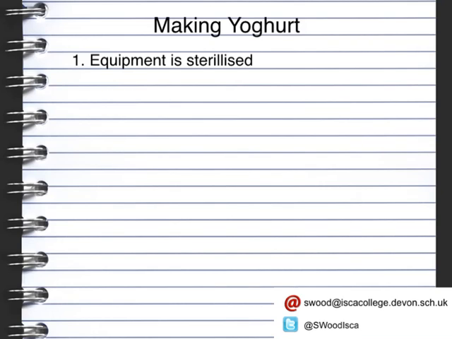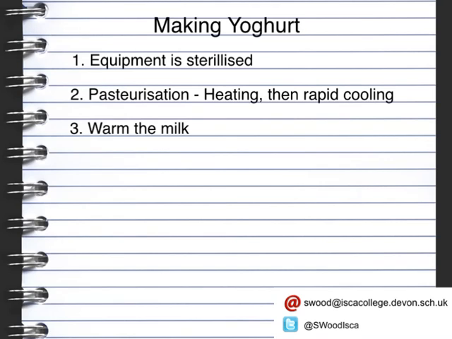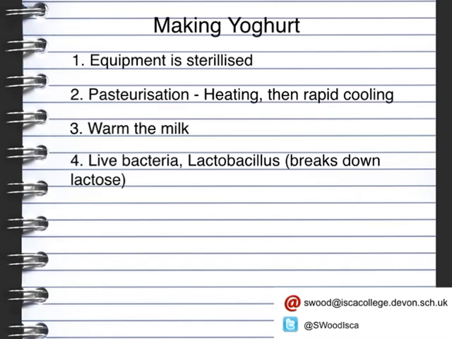The second stage is pasteurisation, and that's heating the raw milk up to 80 degrees and then cooling it rapidly. What this will do is kill any of the bacteria that is in the milk itself. The third stage is to warm the milk to 40 degrees. Once the milk is warmed, the live bacteria, which is lactobacillus, is added. What that does is it breaks down the lactose which is in the milk, and that gives the yogurt its characteristic taste.